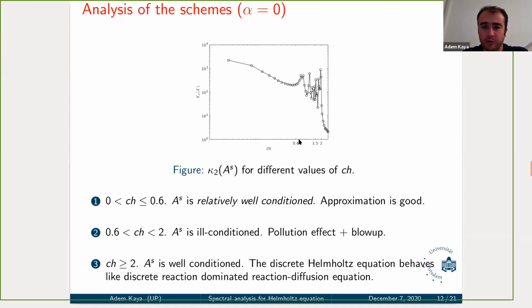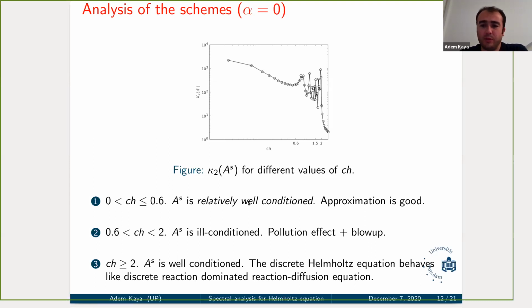And we can see that up to CH equals 0.6, the condition number is monotonically decreasing. And in the second region, we see abrupt changes here. In the third region, it tends to 1. So in the first region, I say AS, the matrix is relatively well conditioned. Here, I prefer to say relatively well conditioned because, as I said, H is fixed and C is varying. If I decrease H for the same values of wave number C, then the condition number becomes larger in the first region.